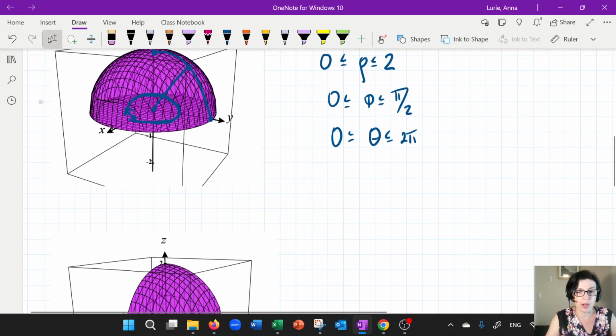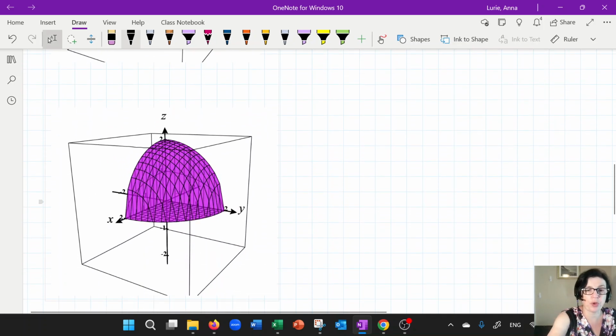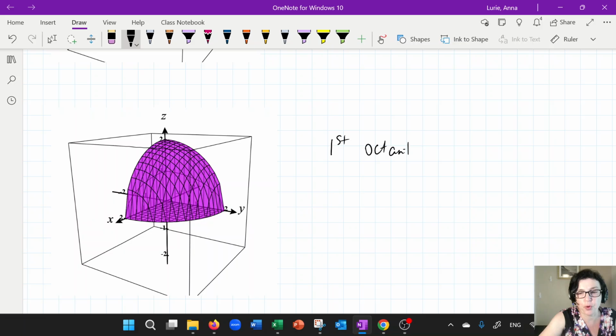Okay, now how about if it's just the first octant? So you will see that sometimes the questions say first octant. What that means is that all coordinates in the first octant are positive. X is positive, Y is positive, Z is positive. So let's see how the rho, phi, and theta change for that.